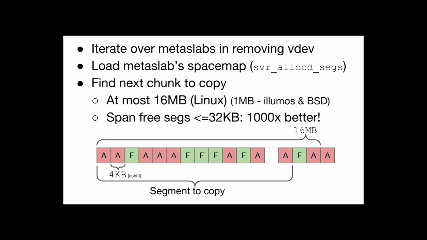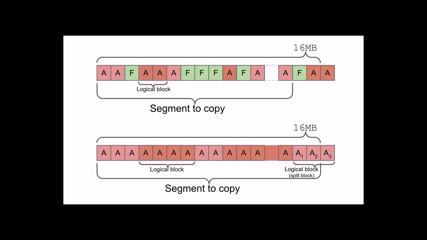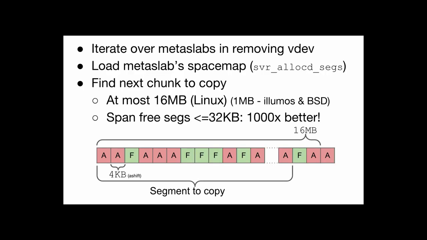So we're going to read this whole almost 16 megs. We're going to allocate a new almost 16 megs for it, and then write that all to the new location, including the free space. So we're actually allocating space for these unused sectors, and we're reading those unused sectors, and then we're writing them again. And the reason to do this is to reduce the number of mappings.